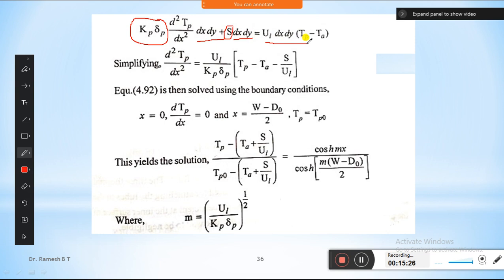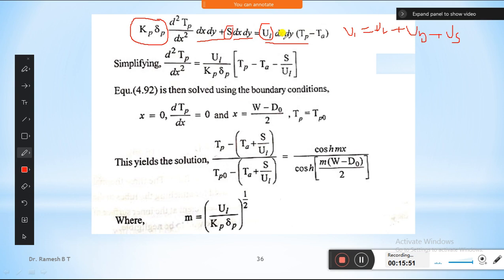Heat loss from the element is given by UL. We already know that UL is the overall heat loss coefficient, which includes UL is equal to UT plus UB plus US, the top, bottom and side loss coefficients.